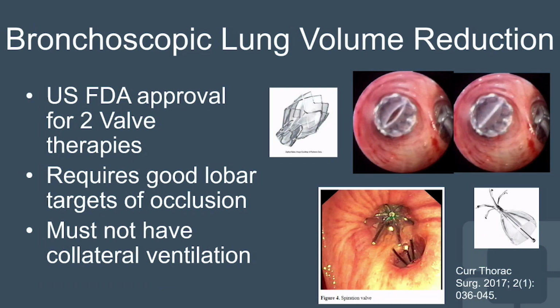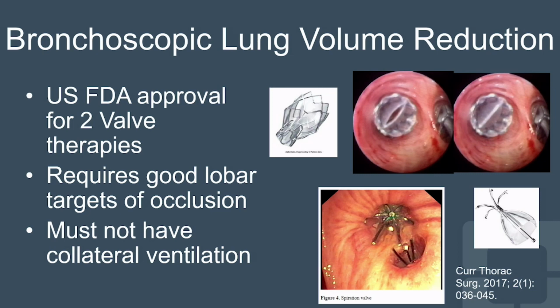Now, as a particular case, when we use bronchoscopic lung volume reduction in the United States, there are two different valve technologies approved for use. The requirement to use these valves is that the lobes of the lungs have to be severely destroyed. It has to be emphysema in a particular target area, and you have to be able to treat an entire lobe. And the lobe is important because you can't have collateral ventilation.